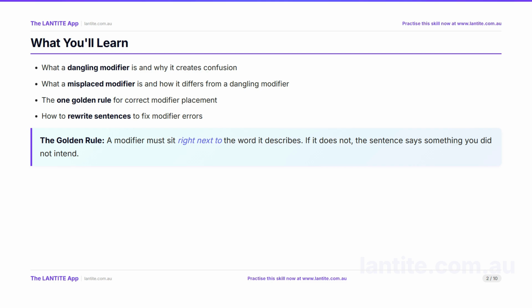The golden rule is simple. A modifier must sit right next to the word it describes. When it does not, the sentence ends up saying something the writer never intended. That is where the confusion, and sometimes the comedy, comes from.